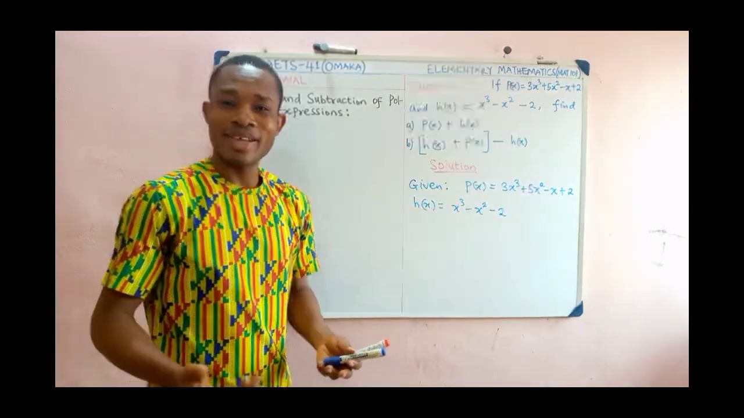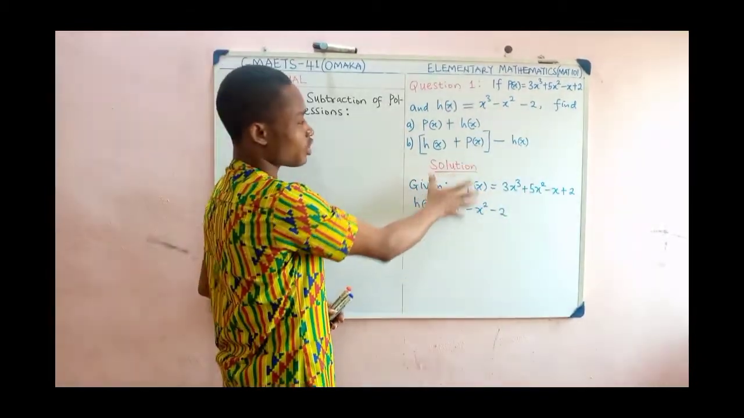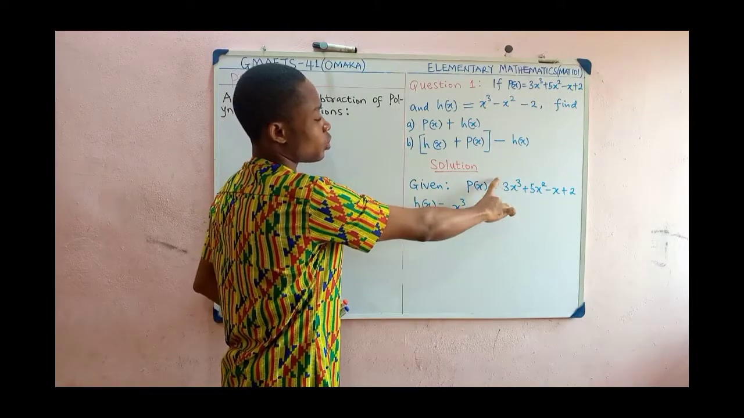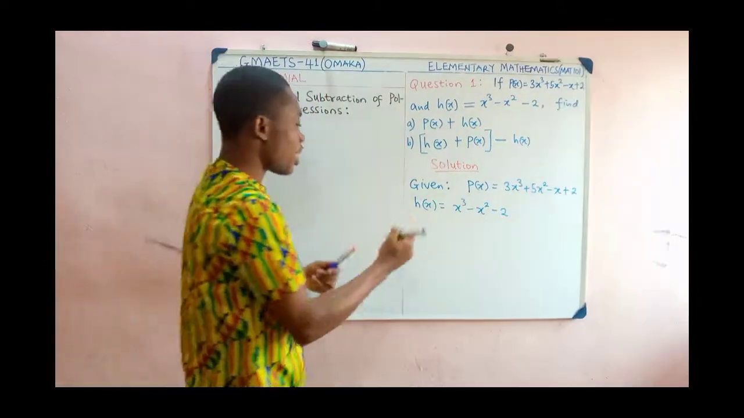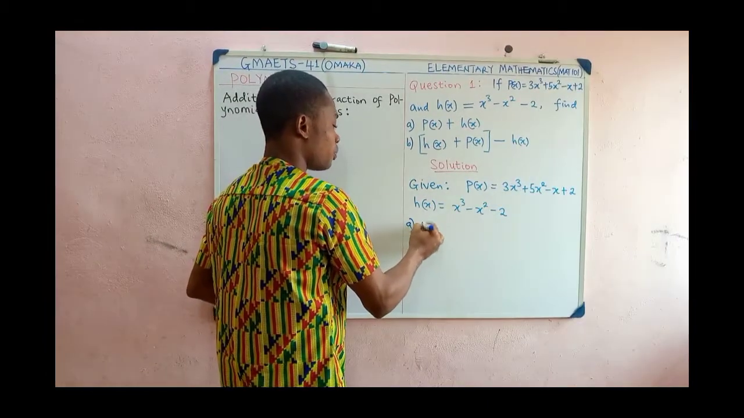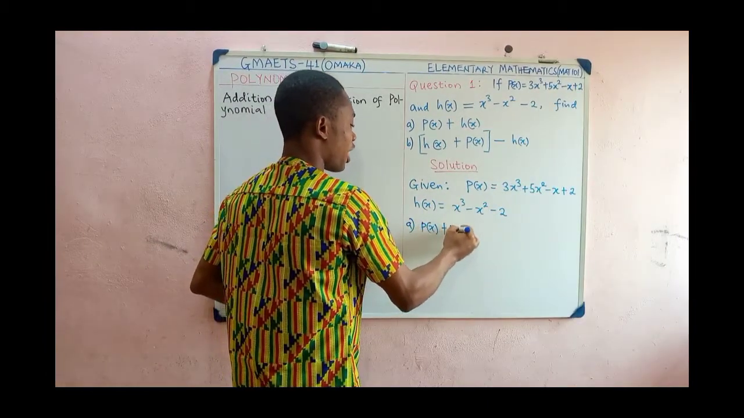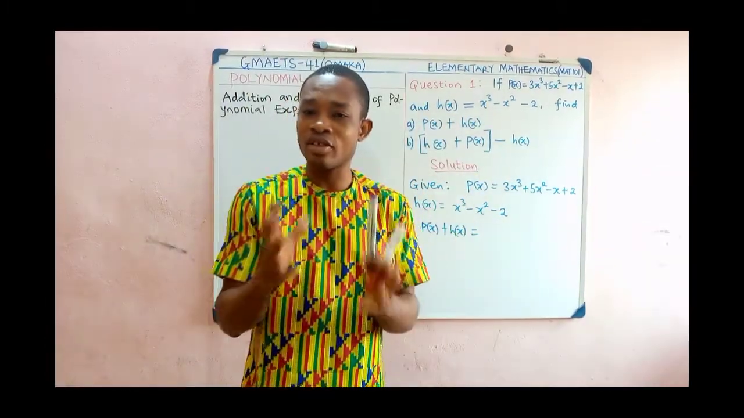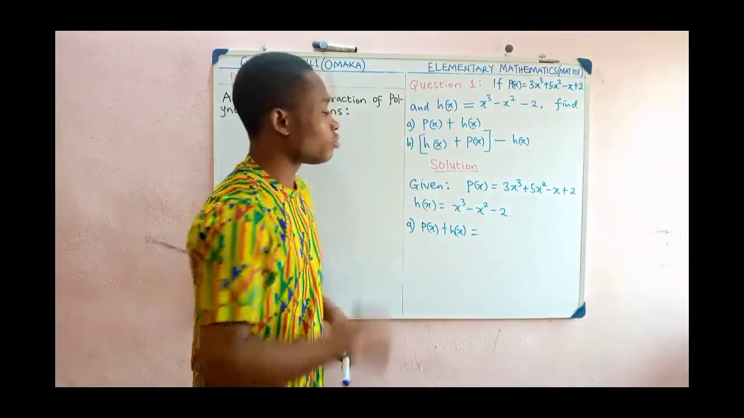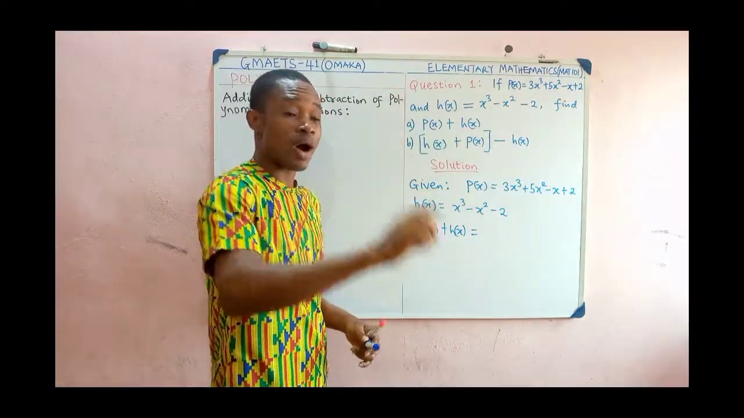It's a simple one. Alright, so to solve, we have a solution here. These were the polynomials given to us, so I just had to bring them out. Then the first part of the question, A, we have to find p of x plus h of x. Now how do we handle this? Remember, you pick them like term by like term, you group and then you add. So the like terms we judge based on the power of x.